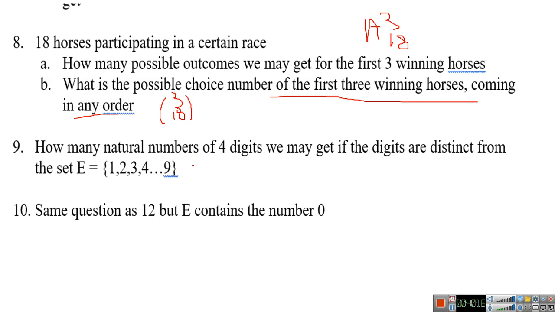How many natural 4-digit numbers may we get if the digits are distinct from a set? Digits are distinct, so order important, so arrangement. Repetition not allowed. I want 4 out of 9.